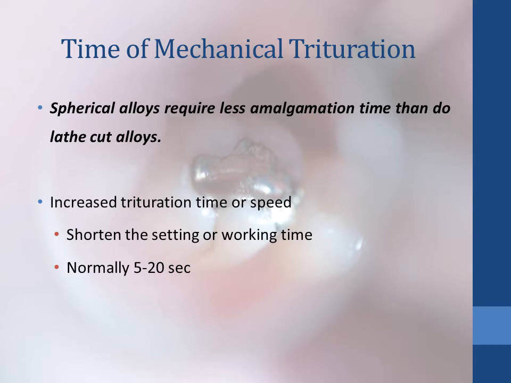Just an important fact: the spherical alloys require less amalgamation time than the lathe cut because they are regular rounded structures of the same shape and size. So they get triturated earlier than the lathe cut or the irregular alloys.